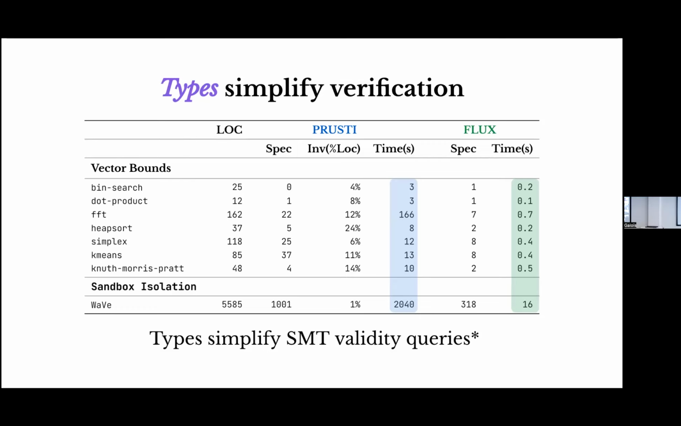So Flux does support explicitly written invariants, or right now you'll have to rewrite the code, extracting it into helper functions where you can annotate the types. But yeah, we're looking into putting the annotations directly in the loops. Oh, okay.